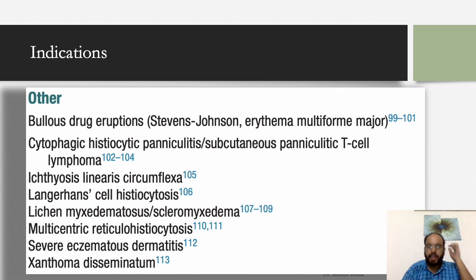Now, other indications of use of cyclophosphamide are bullous drug eruptions like SJS and erythema multiforme major. Now, remember these are case-to-case basis, and there are only isolated case reports. So just remember these names: bullous drug eruptions, and additionally Langerhans cell histiocytosis. It has been used in Langerhans cell, even non-Langerhans cell histiocytosis like xanthoma disseminatum, and multicentric reticulohistiocytosis. So these are lesser known isolated indications of use of cyclophosphamide, predominantly because of its cytotoxic nature.